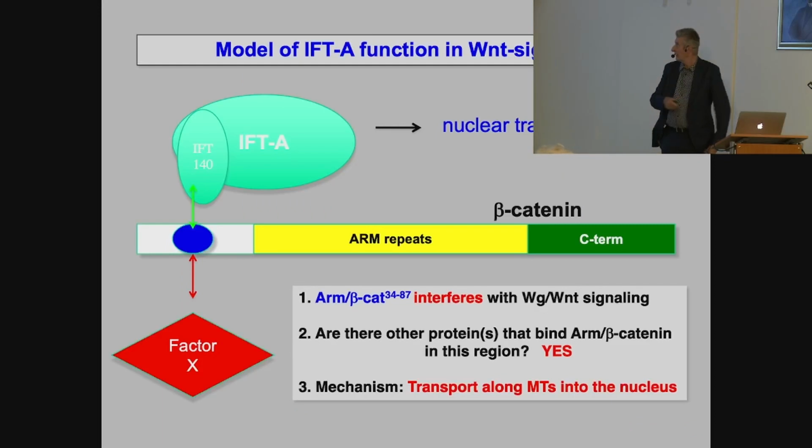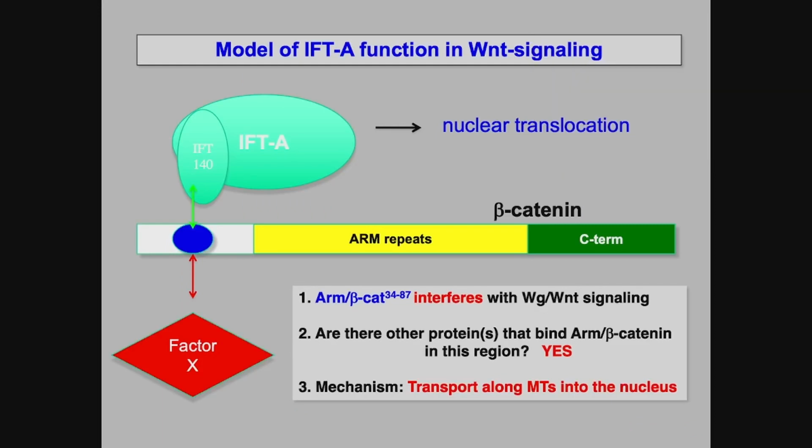So I will close here with just summarizing this. In this context, we can say that definitely this fragment is critical, and it acts as a dominant negative. It most likely binds other proteins. We don't know yet what they are, but some of them might be antagonizing IFT140. And the mechanism really seems to be transport along microtubules into the nucleus. Of course, we need to look at this in more detail.